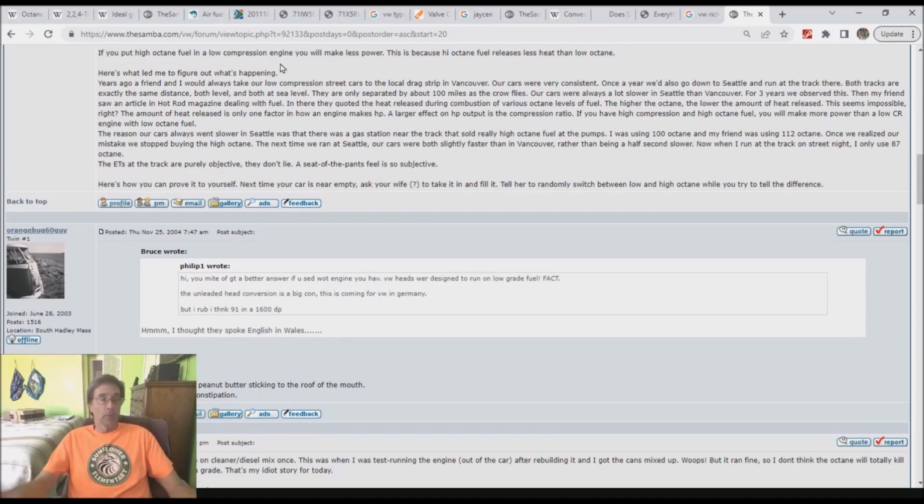So I've got one of these guys, his name's off the page here, because he's just a schmo just like the rest of us. And this schmo, just like us, has made an incorrect assumption: if you put high octane fuel in a low compression engine, you will make less power. High octane, less power. That's false. It's an issue of timing.